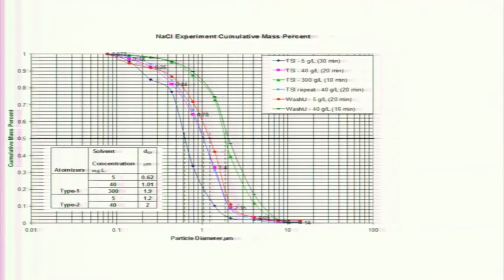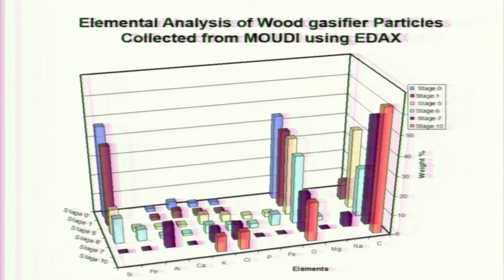The principle is not sieving. The principle is impaction of a particle because of inertia. Okay, very good. We do some fun stuff. Oh, by the way, this is important. You should just know that stage 0 is the largest particle, stage 10 is the smallest particle. Most of the larger particles have silica.